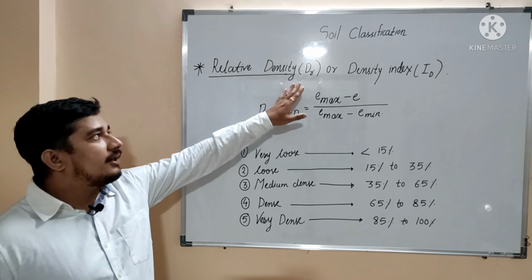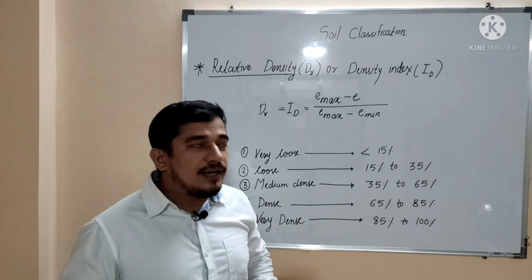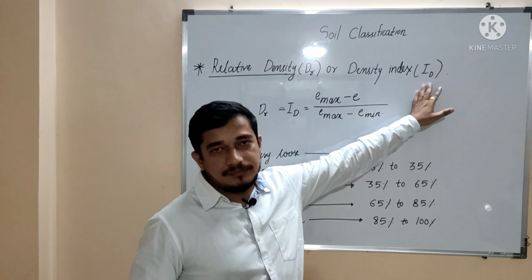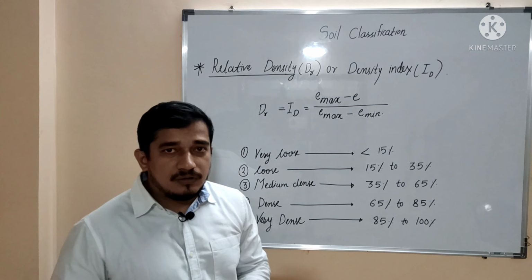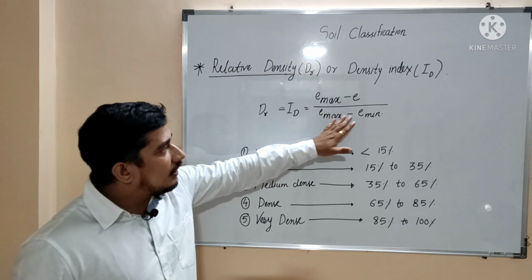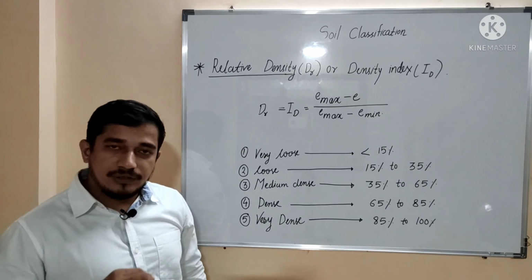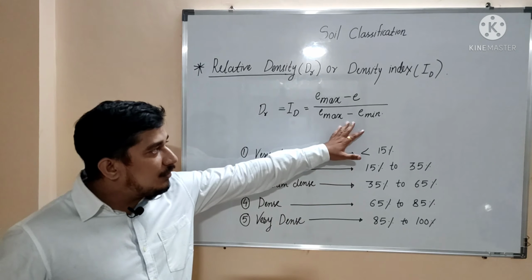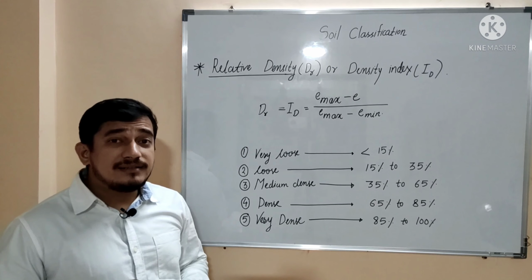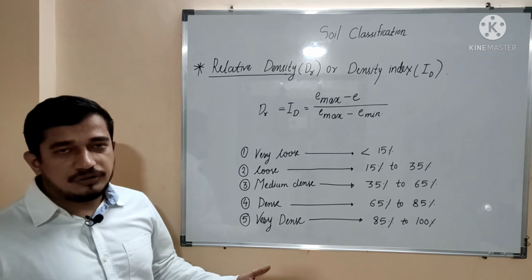Relative density is indicated by the symbol Dr, or density index is indicated by the symbol Id. Both are the same. The relative density is given by e max minus e divided by e max minus e min. e max is the void ratio in the loosest state, e min is the void ratio in the densest state, and e is the void ratio in the natural state.